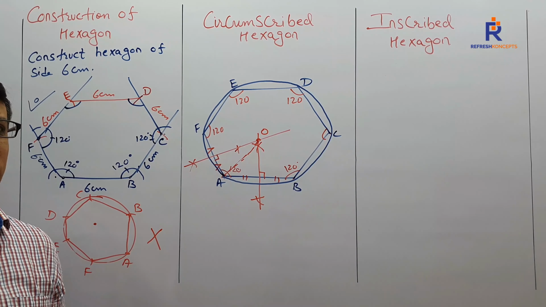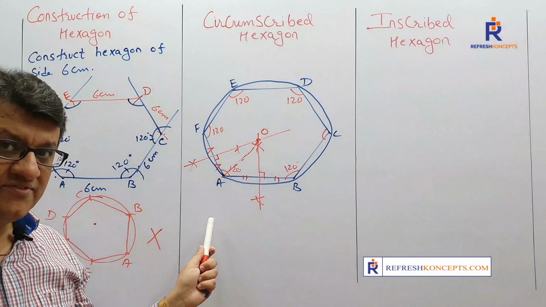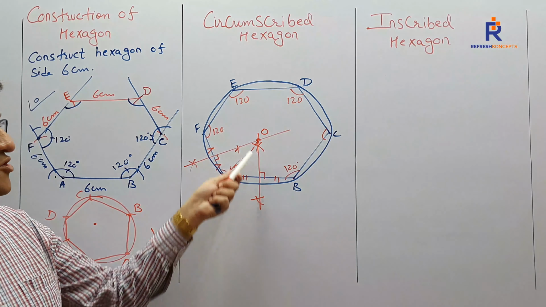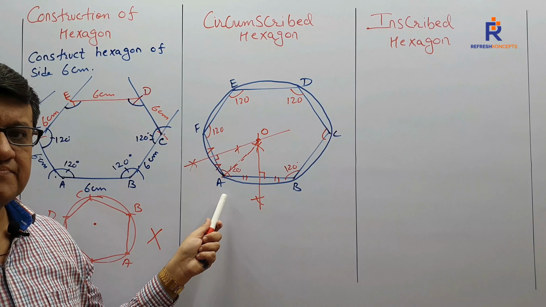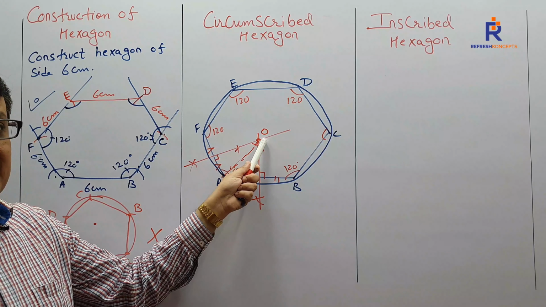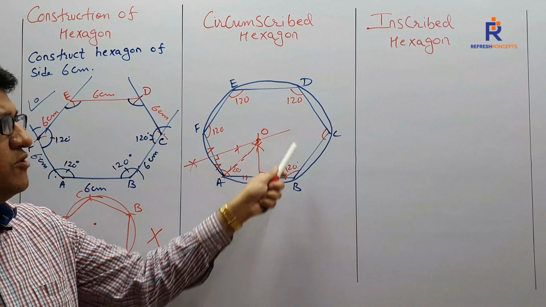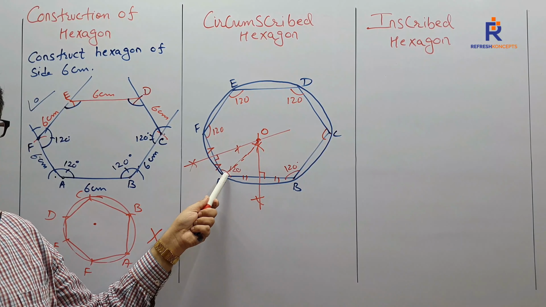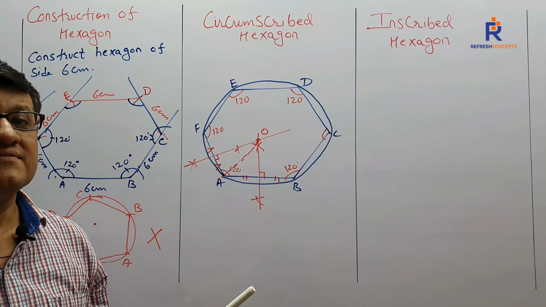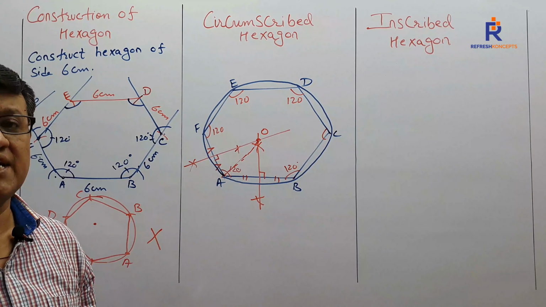It will pass through all the 6 vertices. Once again, after drawing the hexagon, we went for perpendicular bisectors of any two consecutive sides. So I have taken AB and I have taken FA. The point of intersection is O. With O as a center and any one vertex, either OA, OB, OC, we are taking OA. Go for it. It should pass through all the 6 vertices. We have gone for circumscribed hexagon.